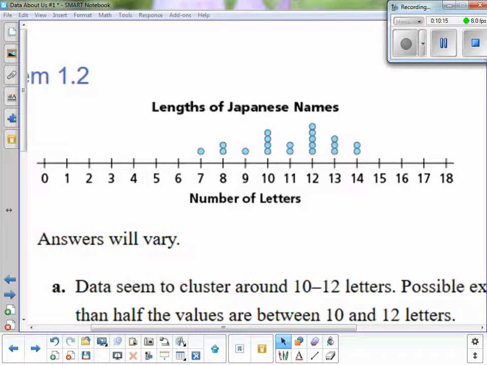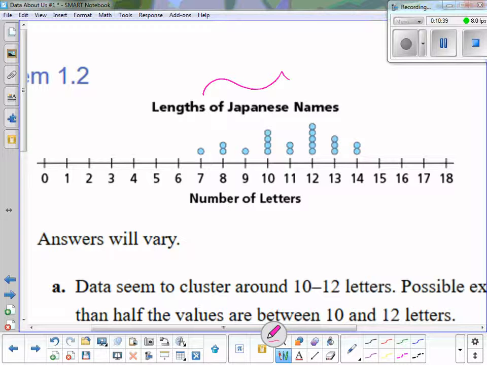I'm going to start with question number 2 that says, look at the shape of the distribution. Lawson, you did a gorgeous job of annotating your work. Did you notice any clusters in your data? Yes. Where is it kind of clustered around? 7 to 14. Yeah, we kind of have this cluster from 7 to 14. Nice job.